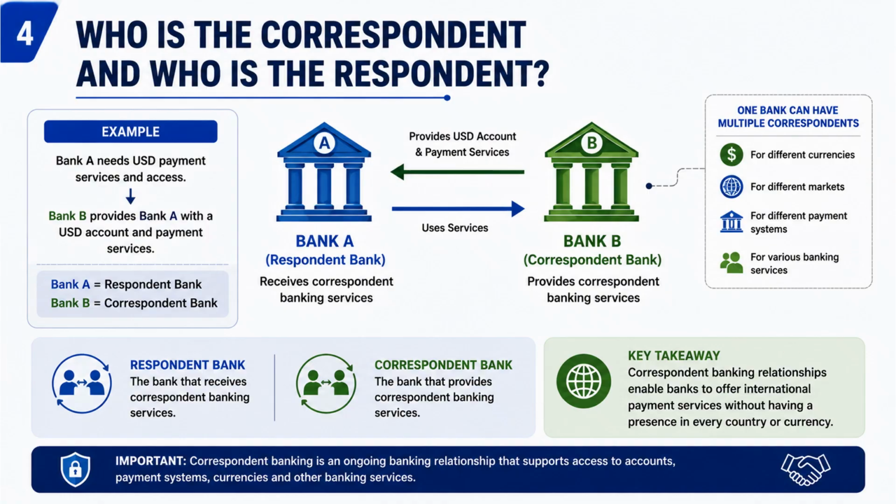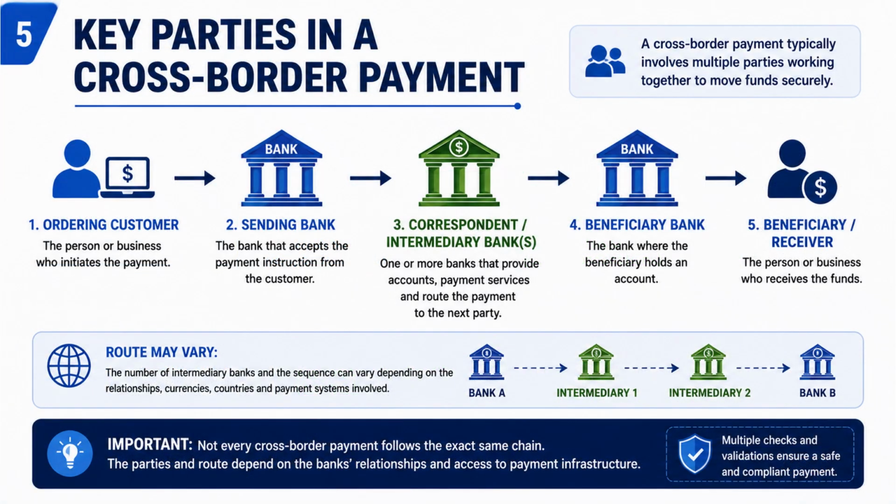Now let's compare different payment routes. In a simpler route, a payment may move from the sender through Bank A to Bank B and then to the beneficiary. However, when the required direct relationship or access is not available, one or more correspondent or intermediary banks may be involved. The exact route, therefore, depends on the bank's relationships, accounts, and access to the relevant payment infrastructure.